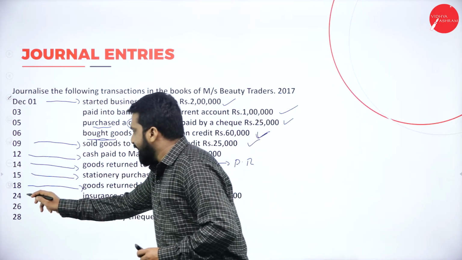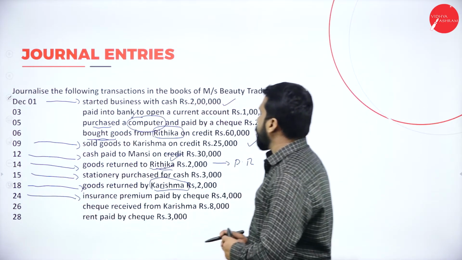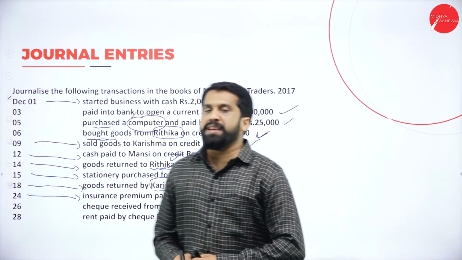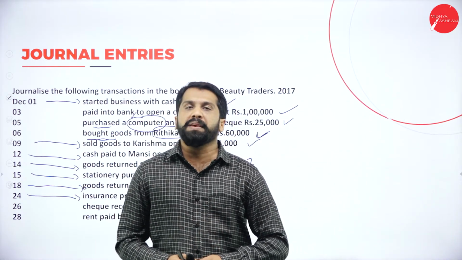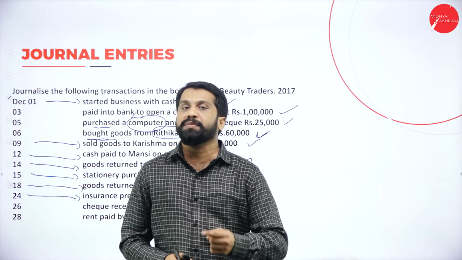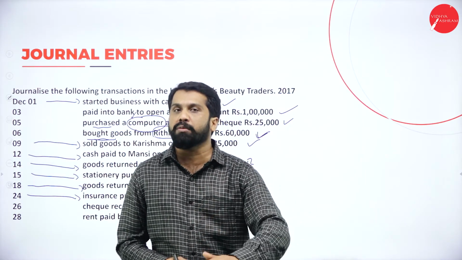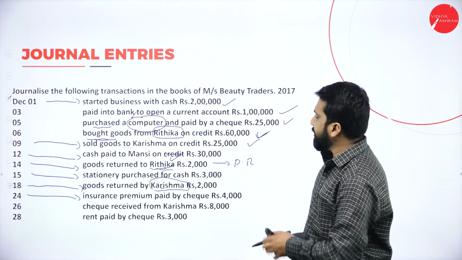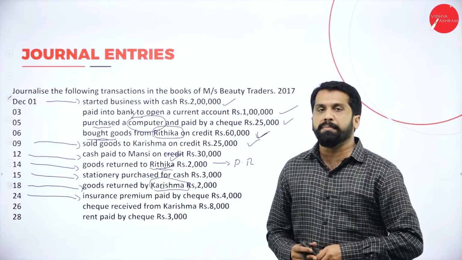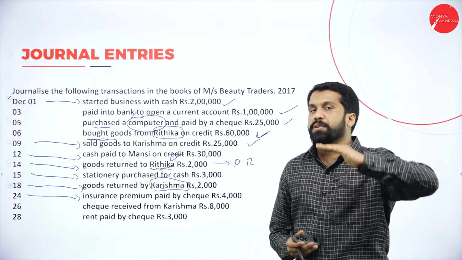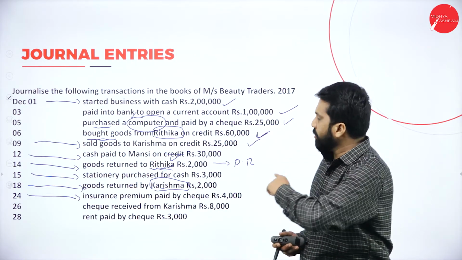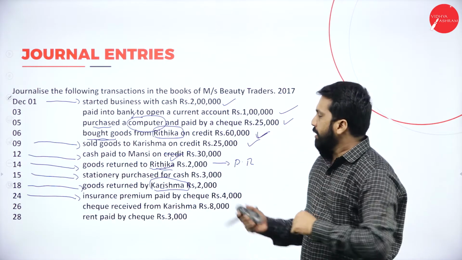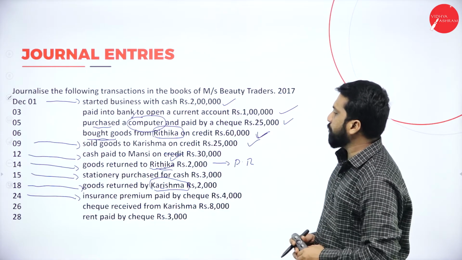Next we have December 24th. Insurance premium paid by check. Are you receiving or paying? You are paying. Paid by cash or check? You paid by check. Check will be replaced with bank. Bank should be down. Why? Because you are paying. Now, you are paying for what reason? Insurance premium. Insurance premium account debit to bank account. You cannot write insurance premium to check. Instead of check, we call it bank. Insurance premium to bank, rupees 4000.